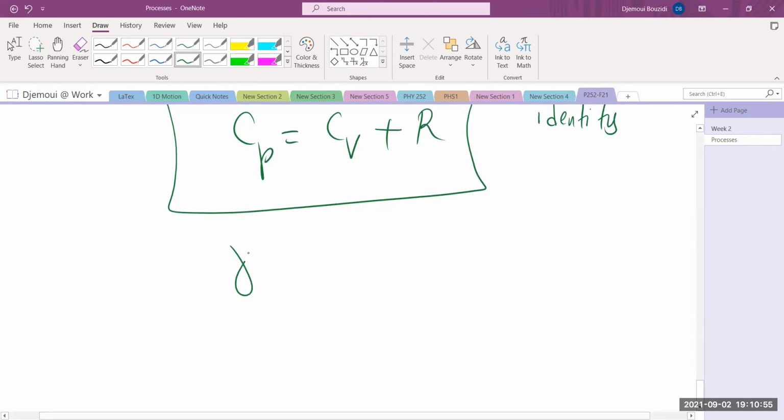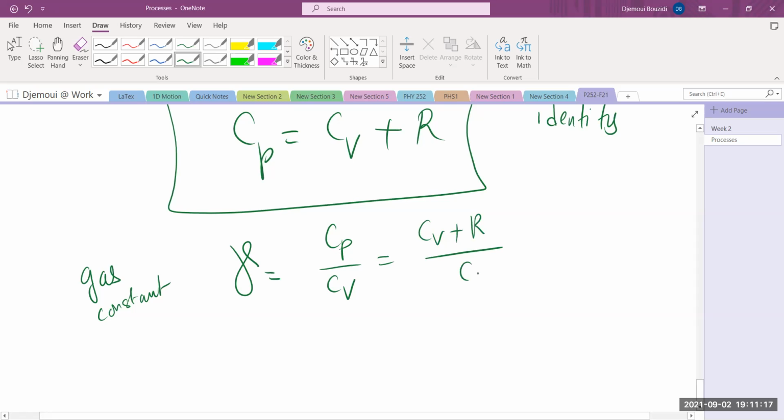the gas constant, as simply Cp over Cv. Okay, if they give you gamma, you can find this expression using this one in here as Cv plus R over Cv, which is 1 plus R over Cv.